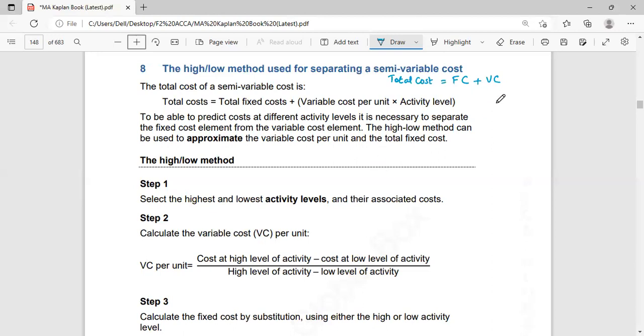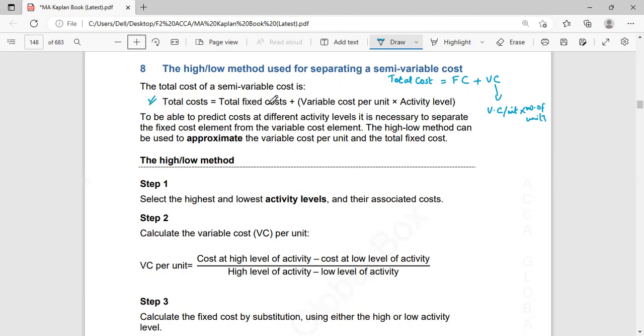Now, variable cost, you can further open its formula. Total variable cost will be variable cost per unit multiplied by number of units. So you can open up that formula also. Fixed cost is fixed. Like I talked about, the rent is a fixed cost, so you take it in total. But for variable cost, you can take it as per unit and then multiply it with the number of units and you will get the total variable cost. So this is the formula for the total semi-variable cost.